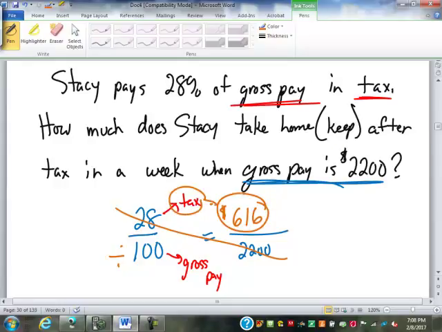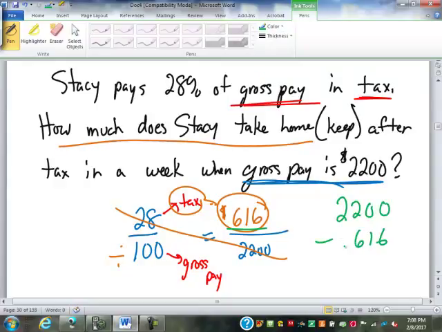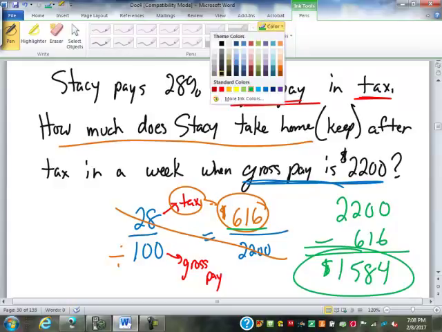Are we asked to find the tax? No, we're asked to find how much does Stacy take home. Can we use the tax to find that? Yes. You bet we can. We take the gross minus the tax. That tells us what Stacy takes home.